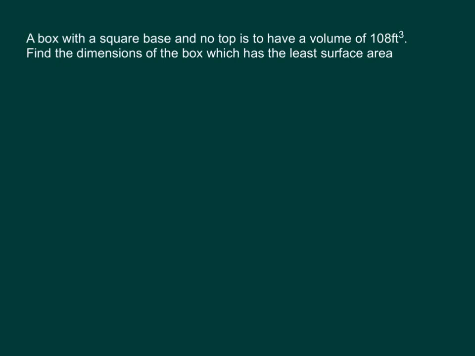So without further ado, in this particular exercise, we're looking at a box with a square base and no top. That is important. No top. And this box has a volume of 108 cubic feet. So we're trying to find the dimensions of the box with the least surface area. So the first thing you want to do is, what are we trying to optimize? Well, we're trying to optimize the surface area, and I will abbreviate SA for surface area.